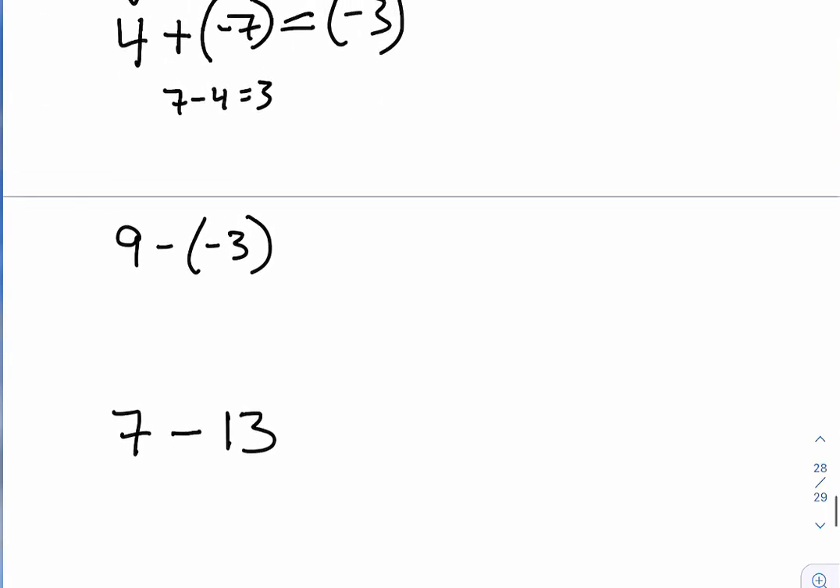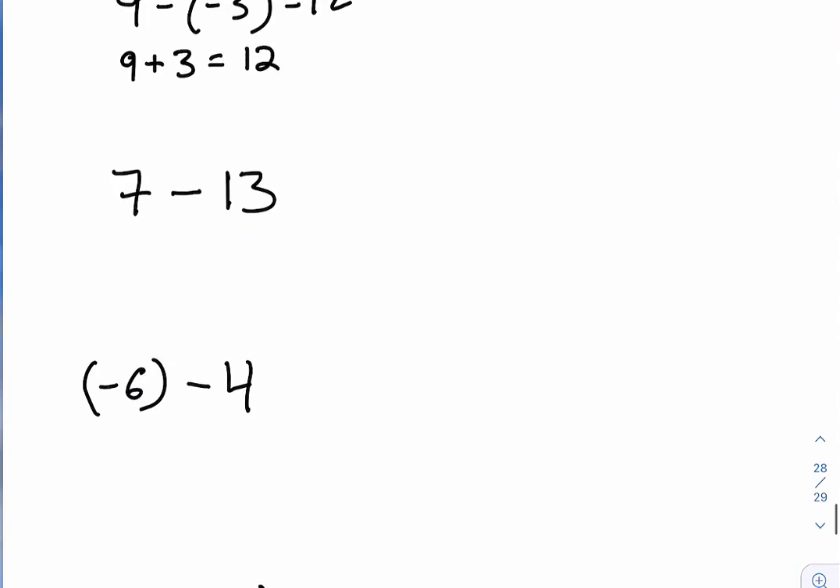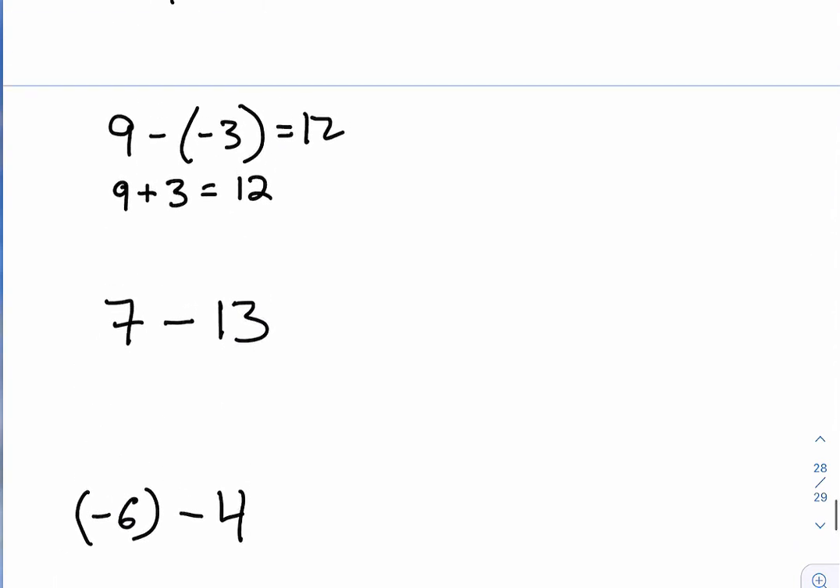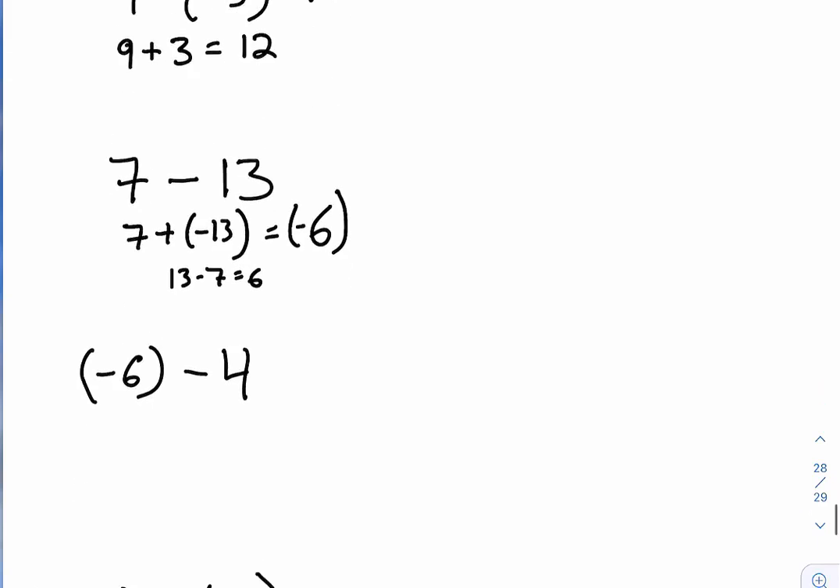Okay, we've got some more here. Keep going through these. So 9, I'm going to keep it as a 9. I'm going to change that to addition. The opposite would be 3. So now 9 plus 3 is 12. Next, 7 subtract 13. I'm going to keep the 7, change it to addition, and go to the opposite, negative 13. I have opposite signs again, so I'm going to go 13 minus 7, which is 6. So the answer is going to be 6. What sign do I use? 13 is a larger number than 7, so I use the sign of the 13.